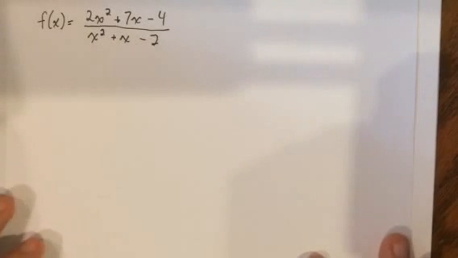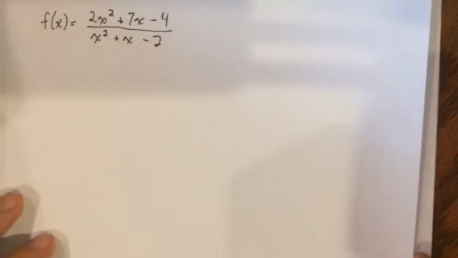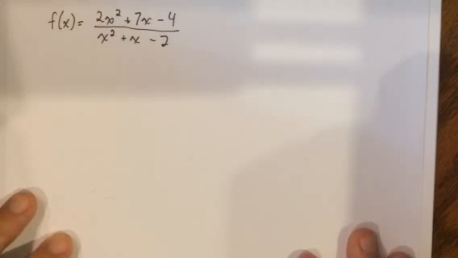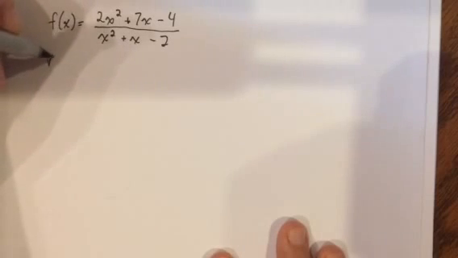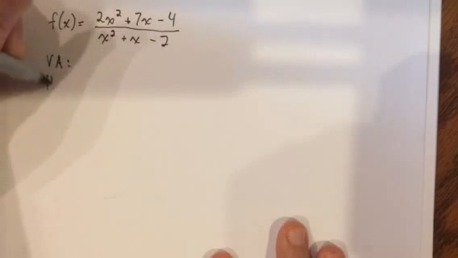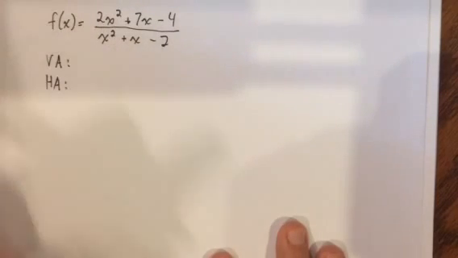So let's use the same idea to graph harder rational expressions. So say we have (2x squared plus 7x minus 4) over (x squared plus x minus 2), and I want to graph this. I want to find my asymptotes. If I can graph my asymptotes, I can start to get an idea of where this thing should lie.